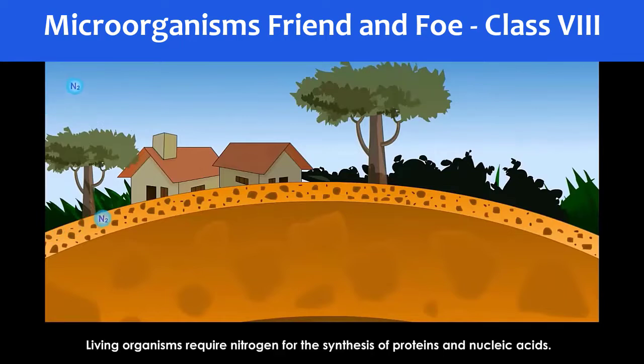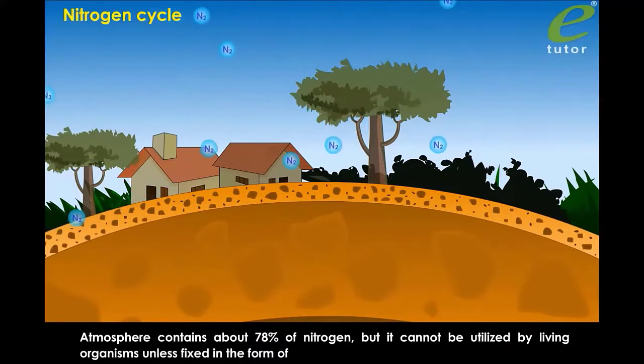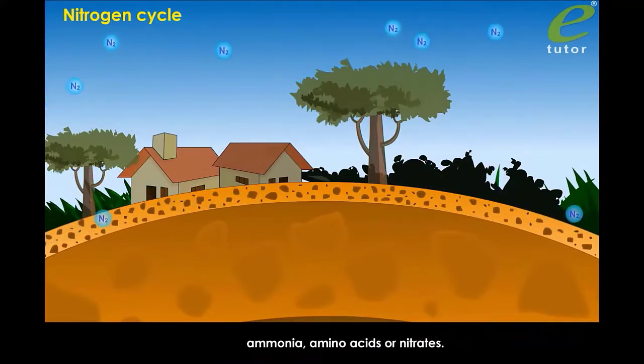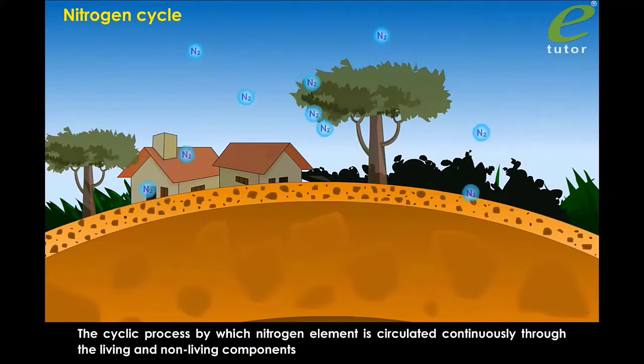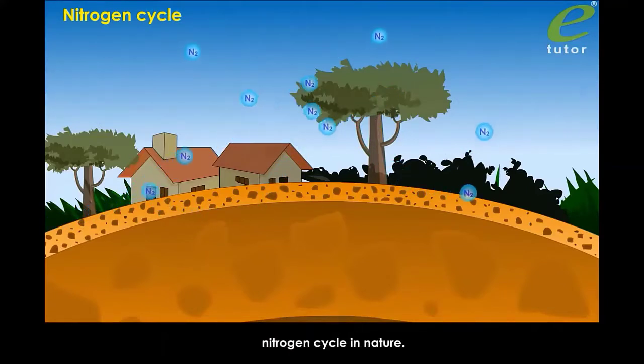Nitrogen cycle. Living organisms require nitrogen for the synthesis of proteins and nucleic acids. The atmosphere contains about 78% nitrogen, but it cannot be utilized by living organisms unless it is fixed in the form of ammonia, amino acids or nitrates. The cyclic process by which the element nitrogen is circulated continuously through the living and non-living components of the biosphere is called the nitrogen cycle in nature.